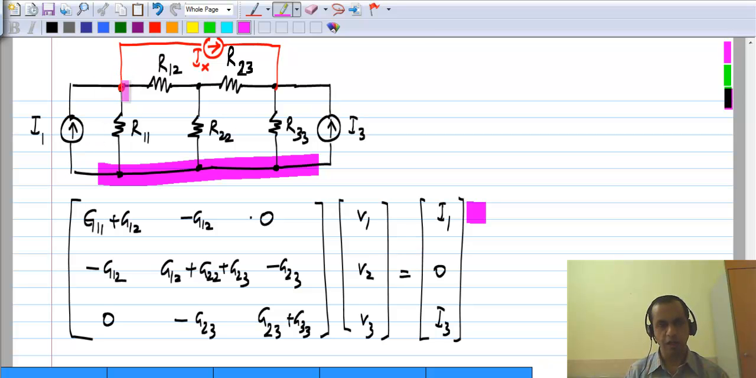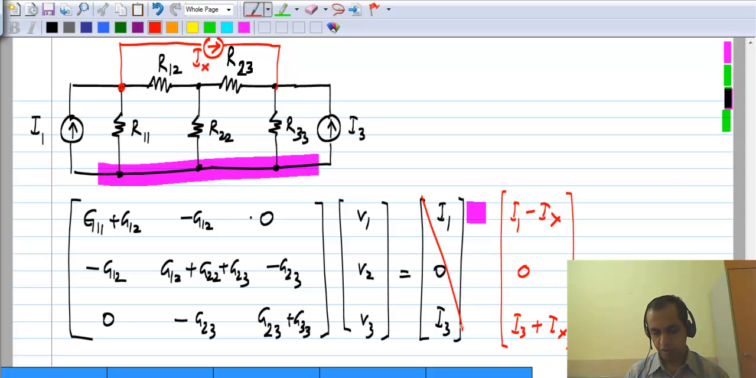It was originally I1. Now it will be I1 minus Ix because of the polarity of Ix. So instead of I1, I will have I1 minus Ix. Node 2 has been untouched, so that will still be 0. And node 3 will become I3 plus Ix, because Ix, if you see, is being pulled from node 1 and pushed into node 3. So these are the changes that occur to the nodal analysis setup.